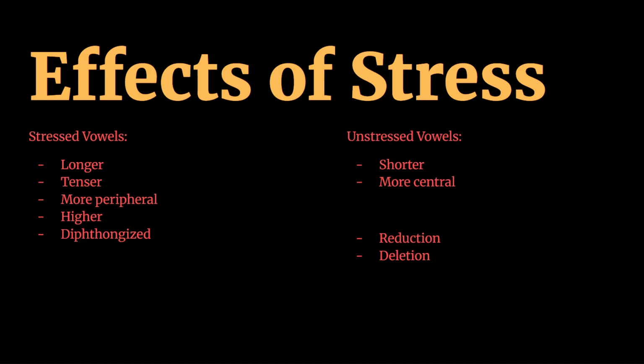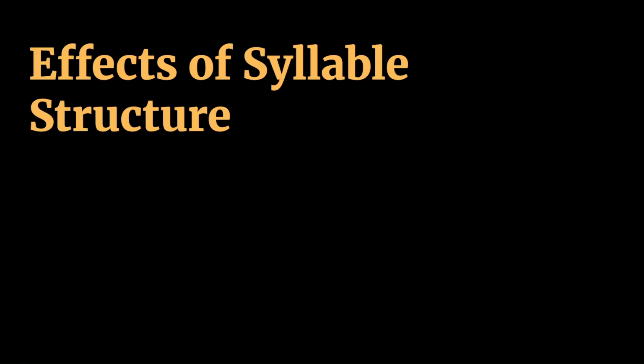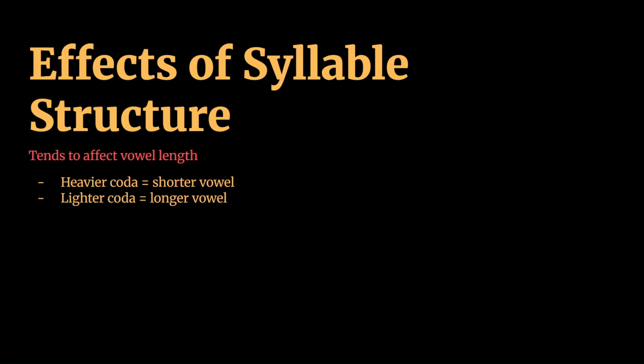On the other hand, unstressed vowels tend to be shorter and more centralized. This is often referred to as reduction and may end in deletion altogether. Vowels may also change simply based on where they are in a word, such as if they're the first vowel to occur or the final vowel of a word. Syllable structure can also play a role in vowel changes. This can most often be seen in affecting vowel length. Heavier codas tend to lead to shorter vowels, and lighter codas tend to lead to longer vowels. This, of course, isn't true in every language, but it's a good enough tendency to be aware of. You can see this in this example from English.